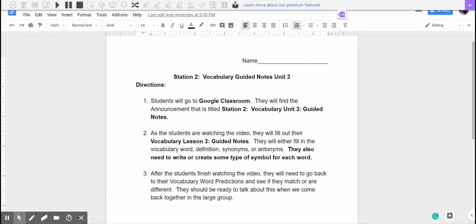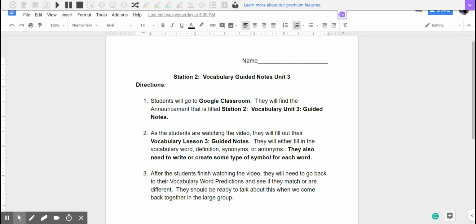Number 2, as the students are watching the video, they will fill out their Vocabulary Lesson 3 guided notes. They will either fill in the vocabulary word, the definition, synonyms, or antonyms. They also need to write or create some type of symbol for each word.